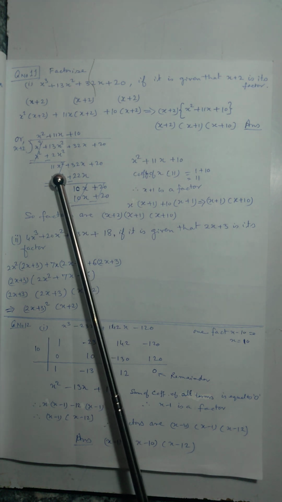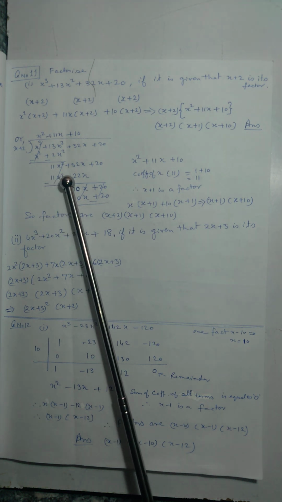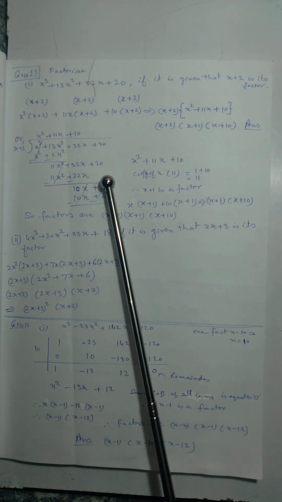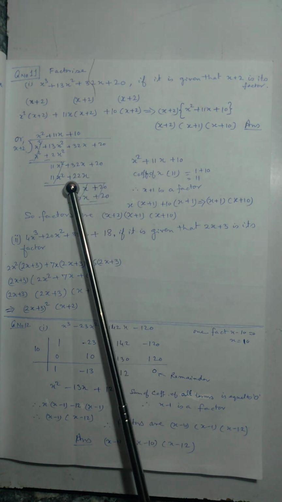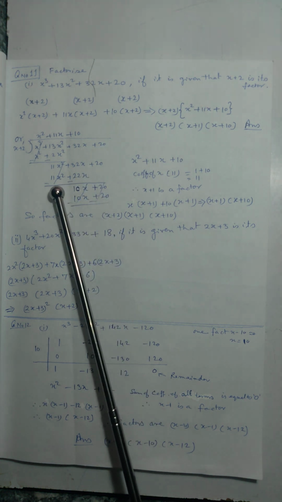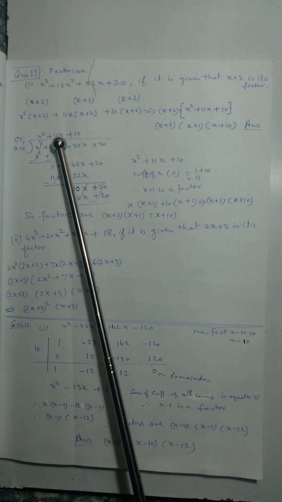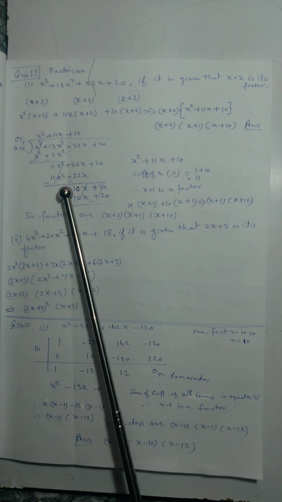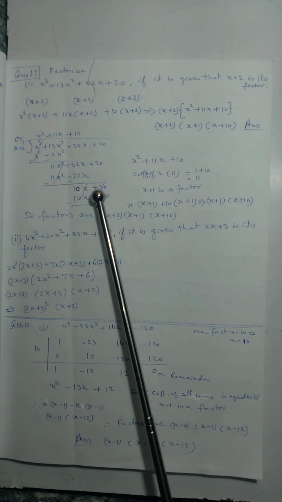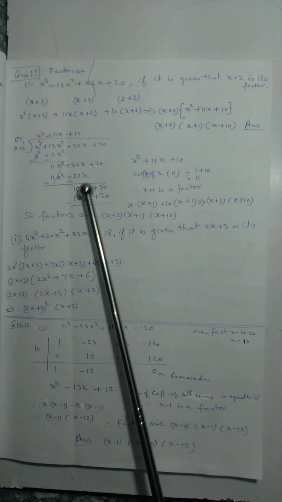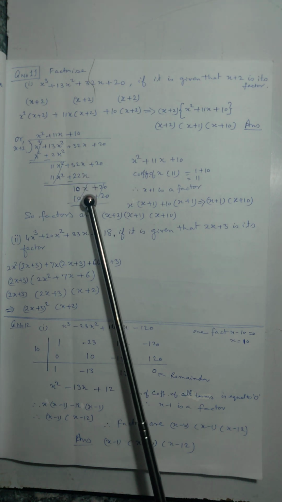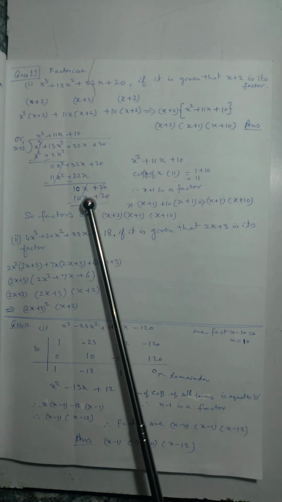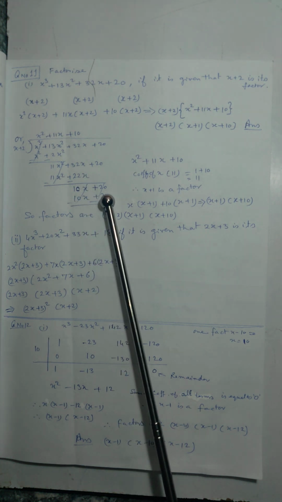Now after subtraction, you will get 11x square plus 32x plus 20. Now take 11x as a quotient and multiply it to x plus 2. You will get 11x square plus 22x. Now change the sign and subtract accordingly. You will get 10x plus 20.